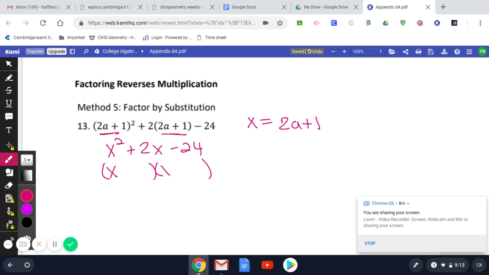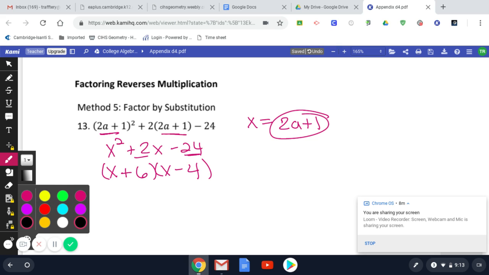x and x, and then what multiplies together to give me negative 24, but adds together to give me 2. And that would be 4 and 6. So positive 6, negative 4 would add together to give me 2, but multiply together to give me negative 24. Now I factored it, but remember, we said x is equal to 2a plus 1. So where x is, I'm going to plug in 2a plus 1.